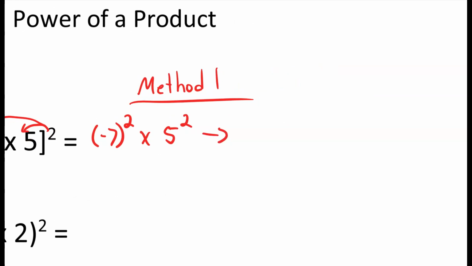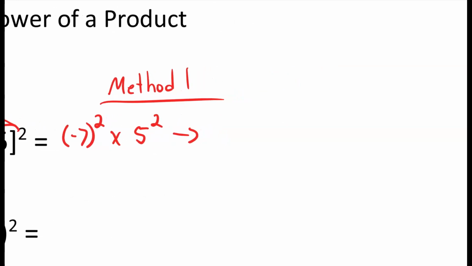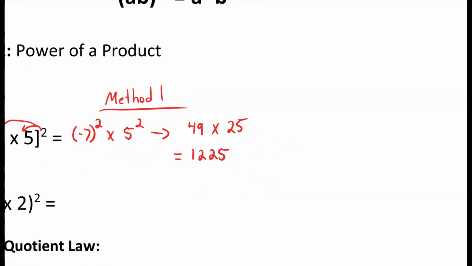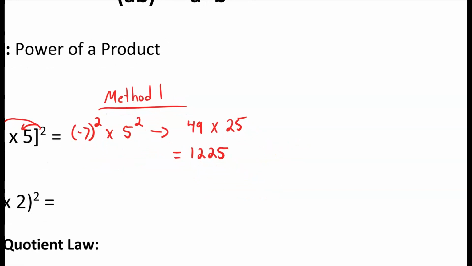We take this further by evaluating, and we have -7 squared, which gets us 49. Remember, it's a positive number because there's an even number of negatives, multiplied by 25 because that's 5 squared. 49 times 25 equals 1,225. This is the way that you would do method 1.